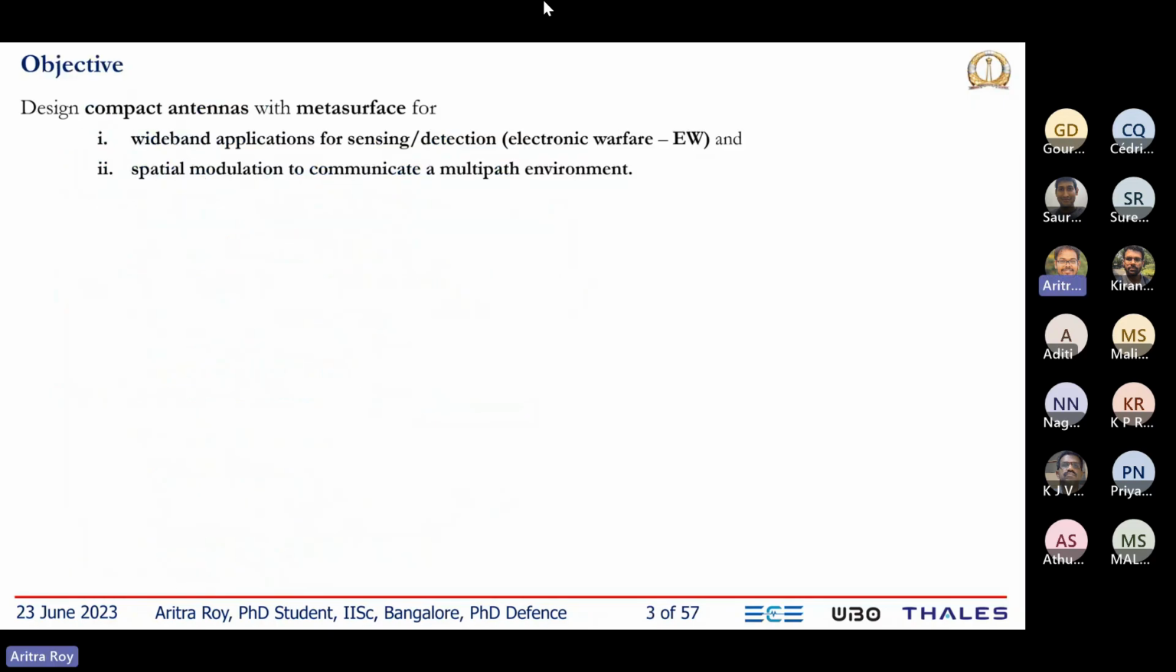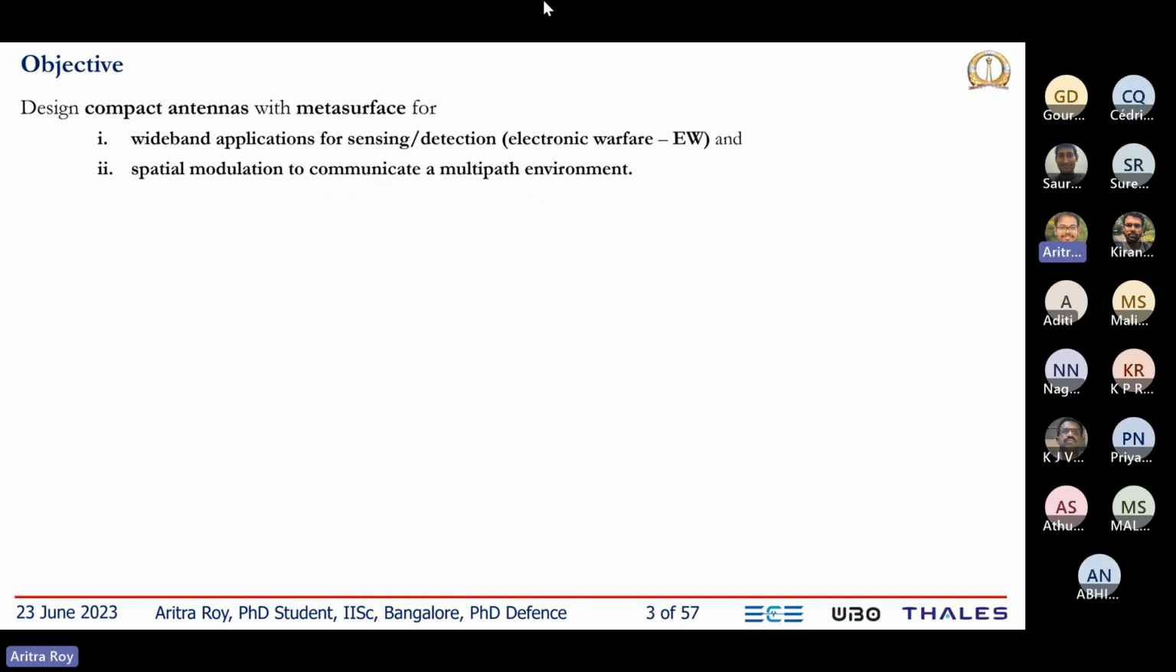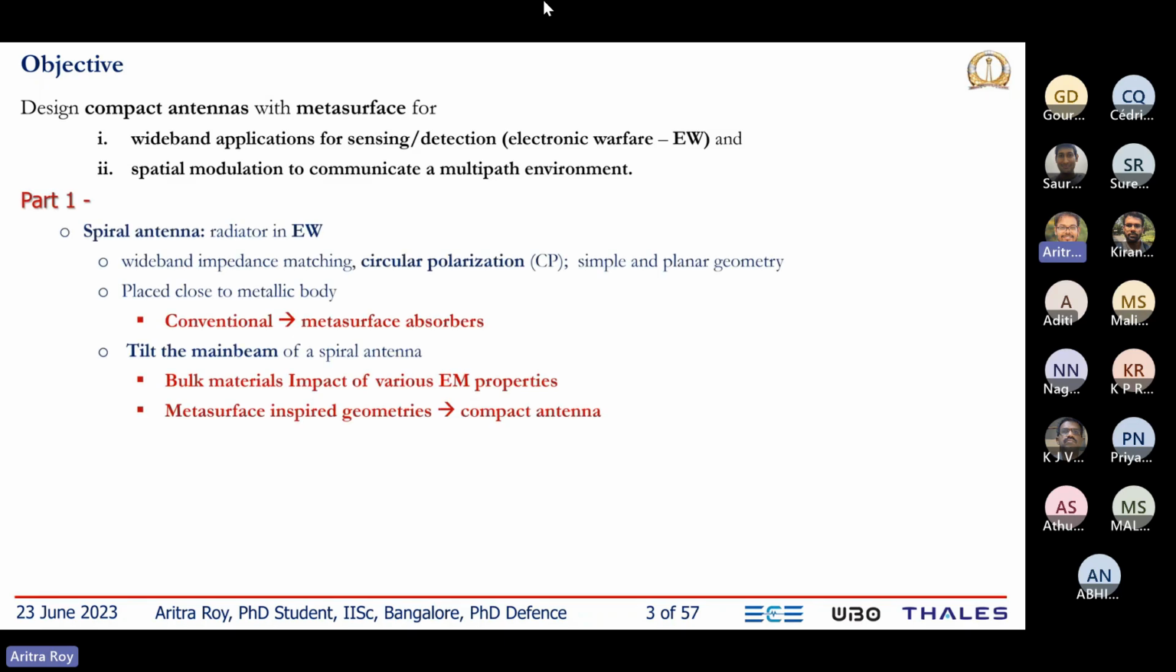So as it's already clear that we are using metasurface for two different applications. One is for wideband applications, which is often used especially for electronic warfare. And second one is for a spatial modulation to communicate in a multipath environment. So for the first part, we have used spiral antennas. Why? Because spiral antenna is one of the most widely used wideband antennas for electronic warfare. So we investigated different performance of the spiral by placing it above different type of metallic planes by using different type of absorbers with the spiral.